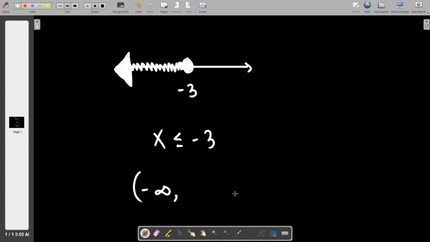And where does the interval end? And will I put a round or a square? Square bracket. A square, because it's inclusive. So you got the basics. Are you ready to head into the others? Yeah, far away.